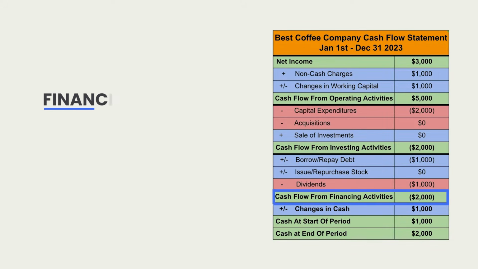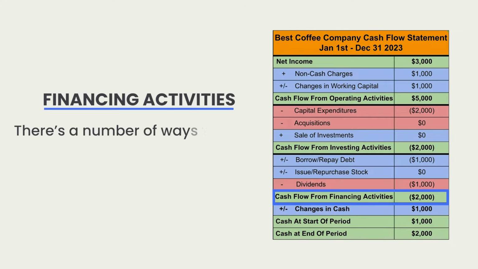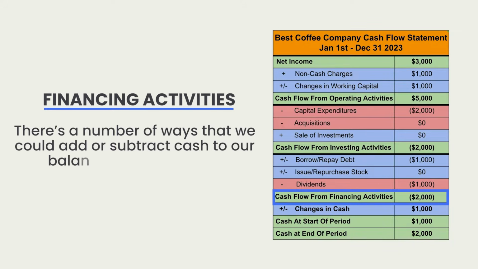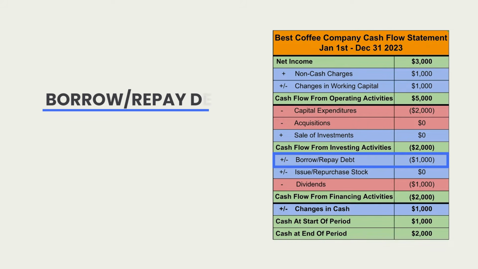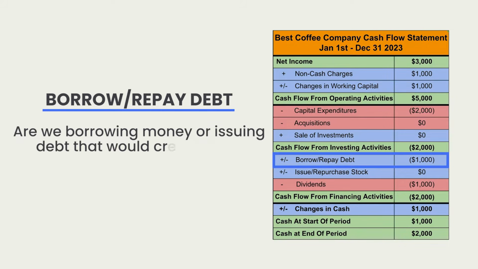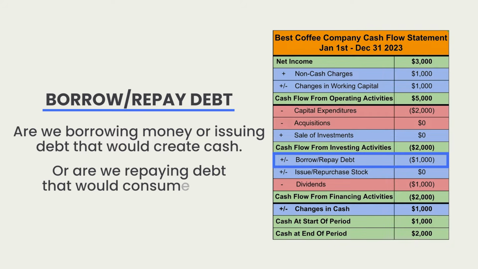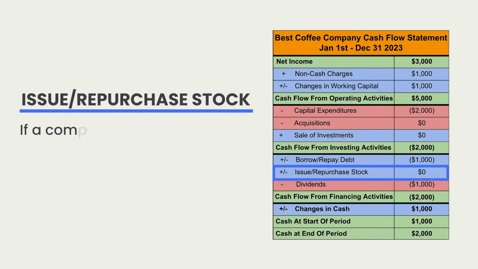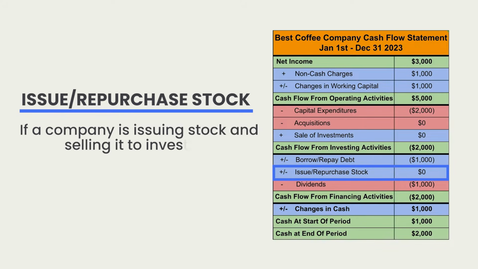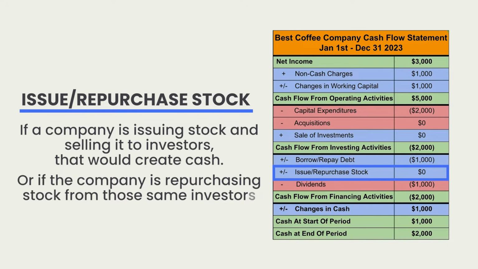The final section is called financing activities, and there's a number of ways that we could add or subtract cash to our balance sheet based on what we're doing with financing. The first major category here is, are we borrowing money or issuing debt that would create cash, or are we repaying debt that would consume cash? The next major category relates to our stock. If a company is issuing stock and selling it to investors, that would create cash, or if the company is repurchasing stock from those same investors, that would consume cash.